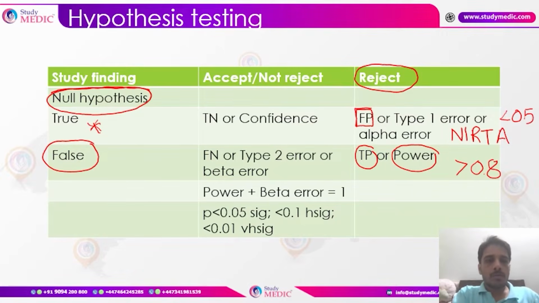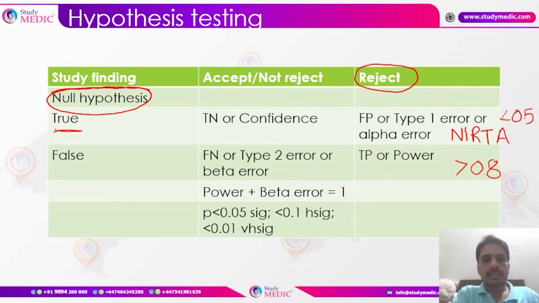Now, what are the other errors? You can see here, when the null hypothesis is true and we correctly accept it, that means we don't reject it in our finding, then it is called a true negative, or confidence in our study, which should usually be more than 0.95.